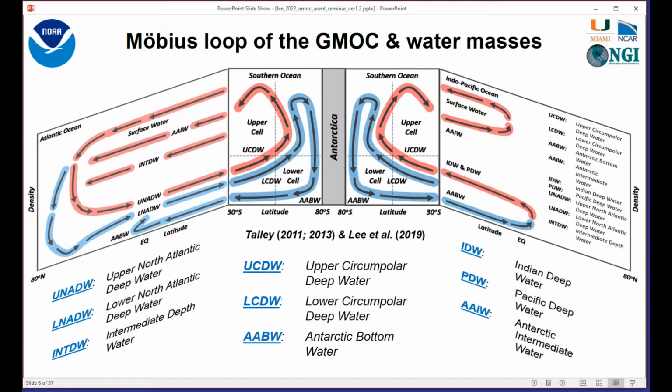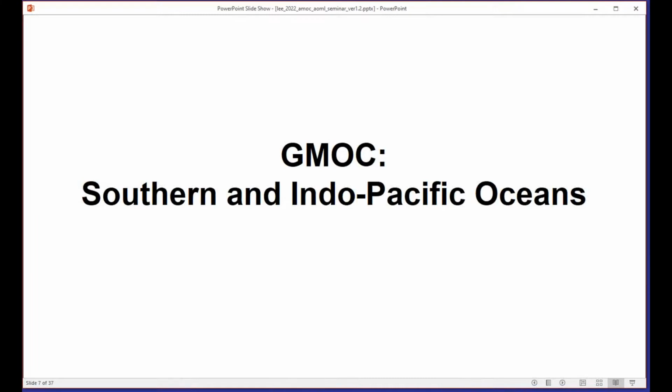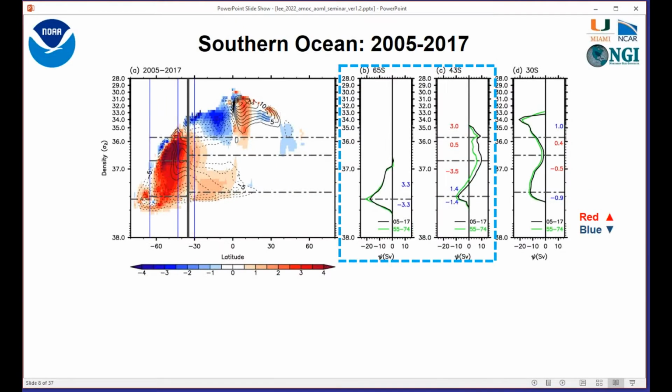You just passed it. All right, go to the next slide. So let's talk about the result. Let me go ahead with the Southern Ocean first, and then the Indo-Pacific Ocean, all in the same slide. So this is GMOC as a function of density, with density in reference to 2,000 meters.